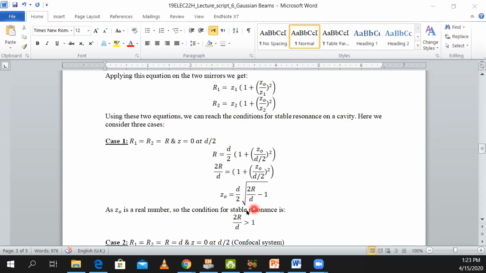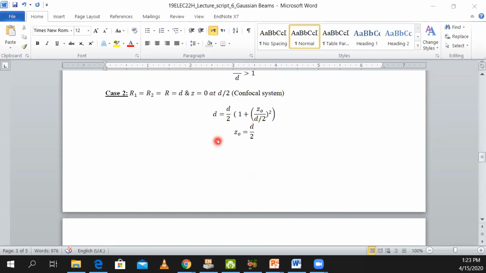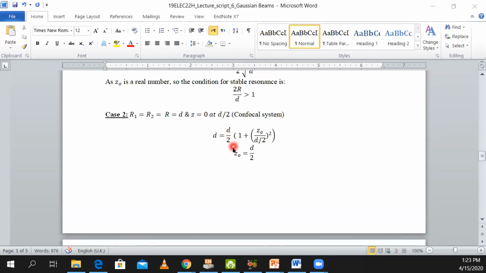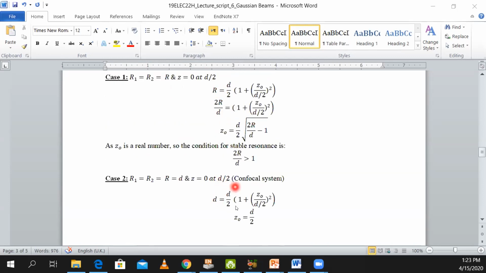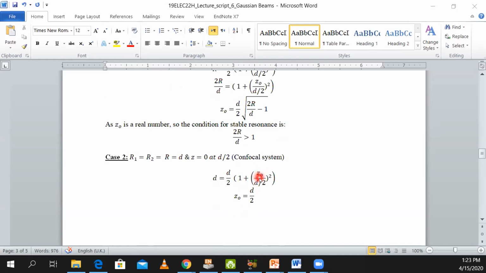So now this is the condition in the first case, case number one, when R1 is equal to R2 is equal to R, and when Z is equal to 0, at a distance d over 2. The second case is when R1 is still equal to R2 is equal to R, and this R is also equal to d. So you manage to make R equal to d. So let's say, d equals d over 2 times 1 plus Z node over d over 2, squared, because now I put R equal to d. Here you have a finite value, where Z node will be equal to d over 2. So this is an exact value for Z node: Z node is equal to d over 2.